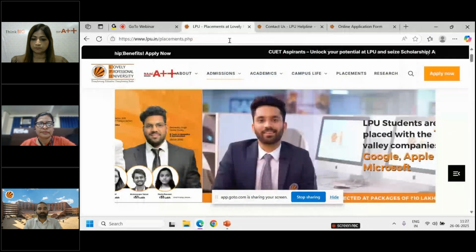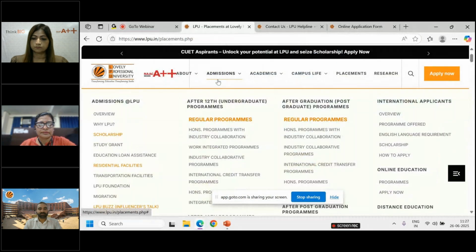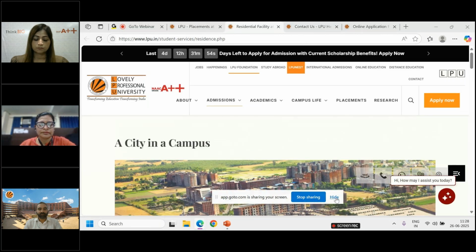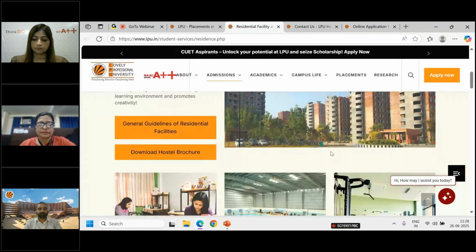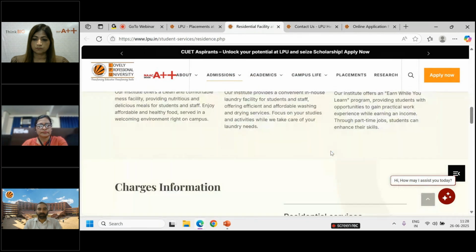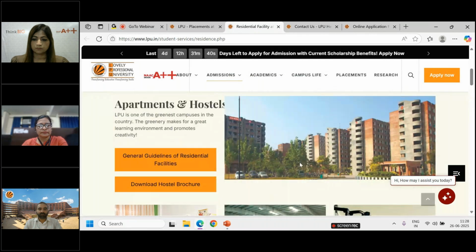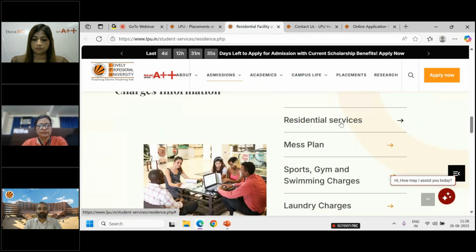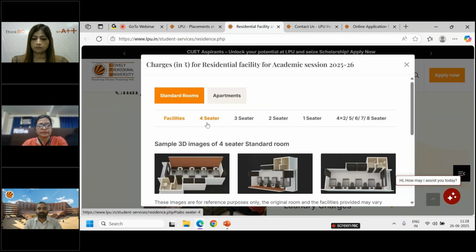So over here, you can go to this admissions tab, and then these are the residential facility options. Here you can see all the things we have, in the style of the hostel, the indoor sports facility we provide, and the gym facility we provide. If we want to know more about the residential facility, scroll down and click on residential facility, and these are the different types of sharing we offer to the students: four-seater, three-seater, two-seater, one-seater.